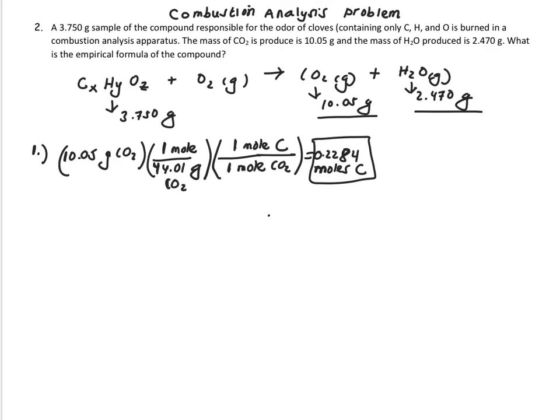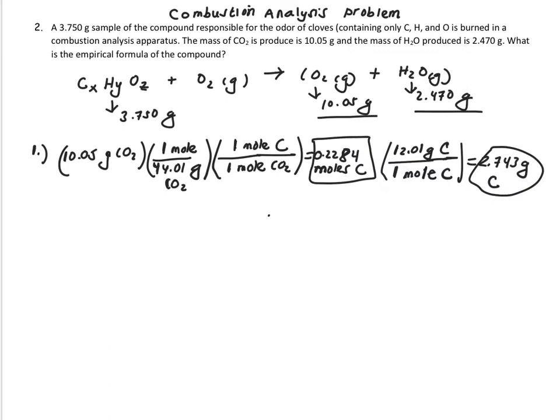Okay, so we're going to keep those moles in mind, but we also want to determine the amount of grams, and we'll see the purpose later on. We're going to multiply that by the following conversion. For every 1 mole of carbon, we have 12.01 grams of carbon. So that's going to give us 2.743 grams of carbon that we have.